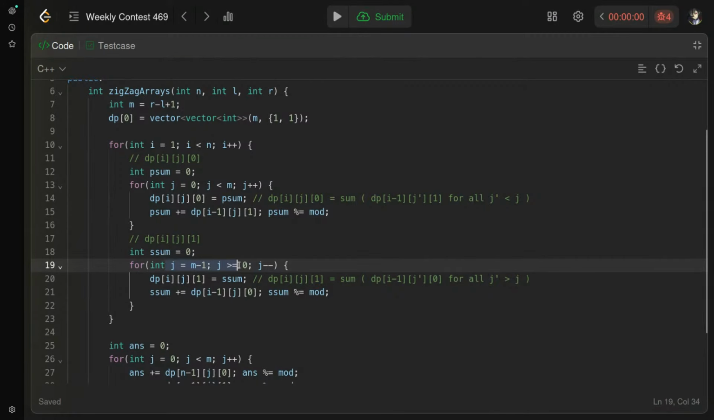We're going from j equals m minus 1 down to j greater than or equal to 0, and we're computing the suffix sum. We need the sum of all j dash greater than j. So we set this dp to the suffix sum.